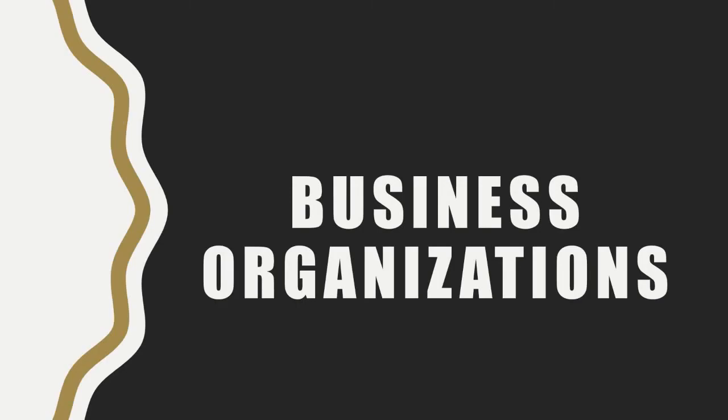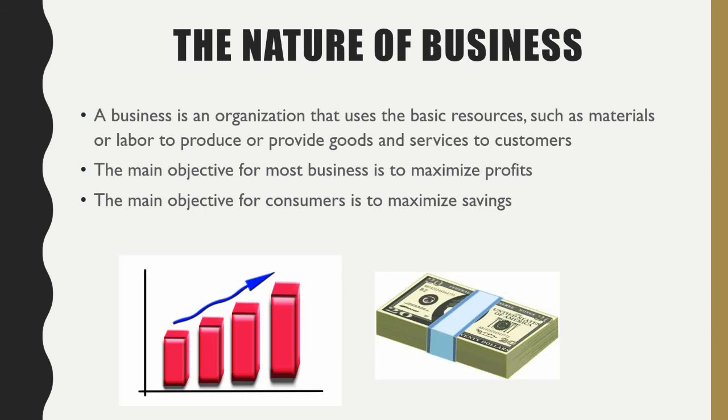Okay? So, first thing that we're going to go over is going to be business organizations. So here we want to understand, well, first off, what is the nature of a business? So the nature of a business is to use the basic resources such as materials and labor to produce a good or to provide service to customers. All right? The main goal of all businesses is to maximize their profits. They want to make money.